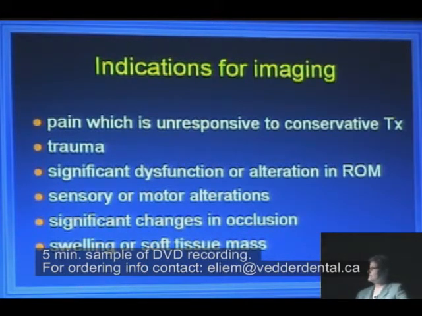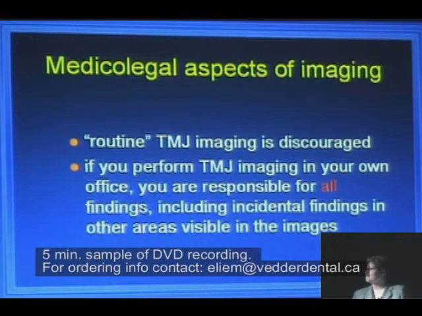Trauma, obviously. Significant dysfunction or alteration in ROM. ROM is range of motion. Sensory or motor alterations, significant changes in occlusion, and swelling or soft tissue mass. We're going to come back to that at the end. If you ever have swelling over the TMJ, especially if it's painless, that is a sign that something else may be going on, and we're going to talk about neoplasms at the end of the talk.